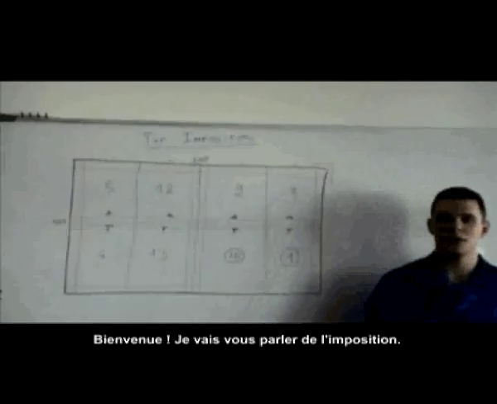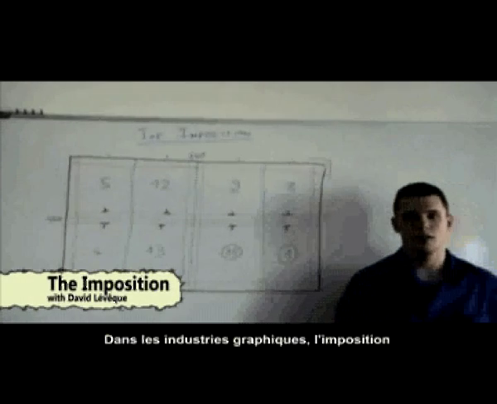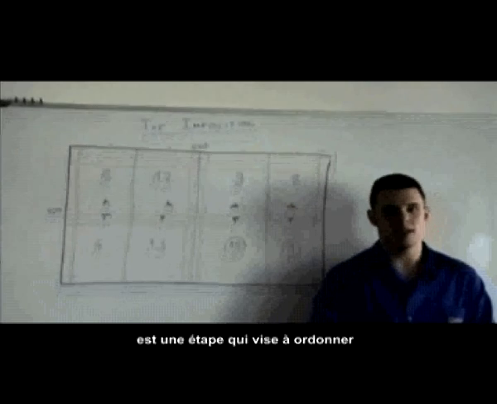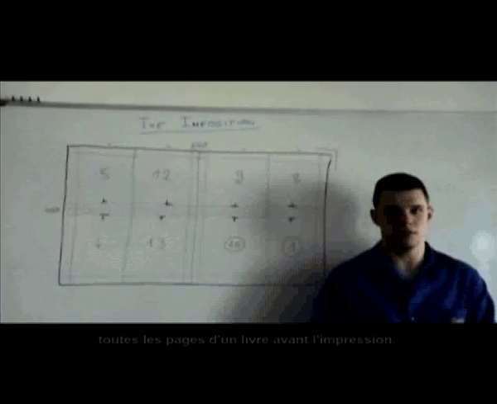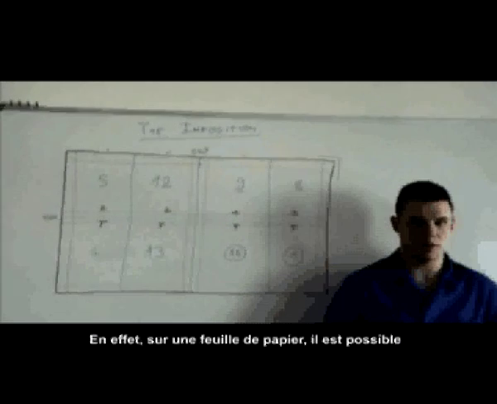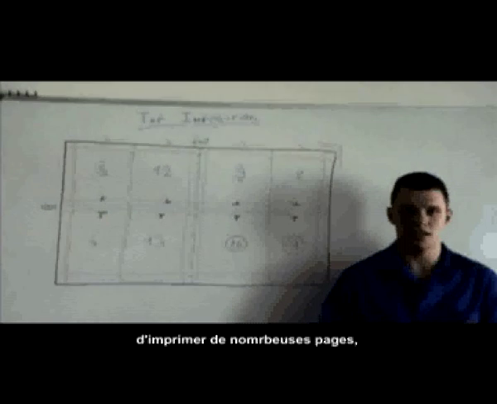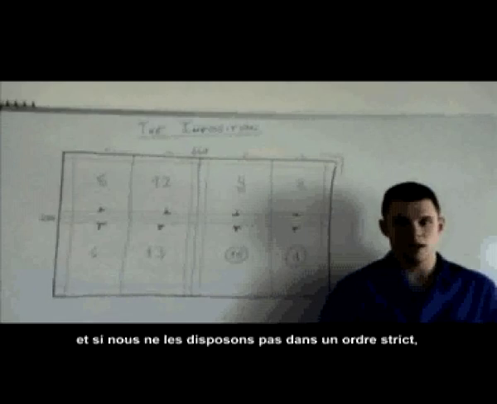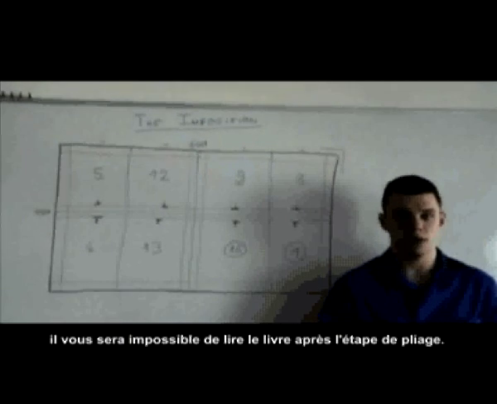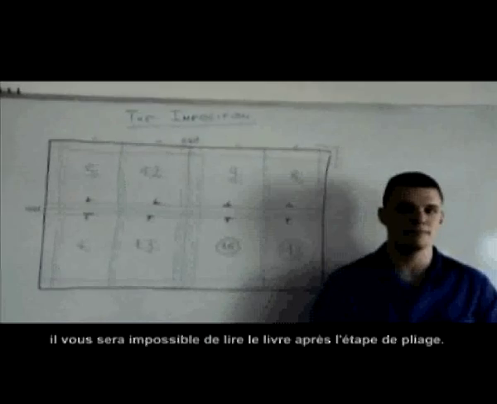Welcome. I'm going to talk to you about the imposition. In the graphic industries, the imposition is an operation that aims to order all the pages of a book before the printing step. Indeed, on a single sheet of paper, we can print many pages, and if we don't lay them out in a strict order, you will not be able to read the book after the folding step.